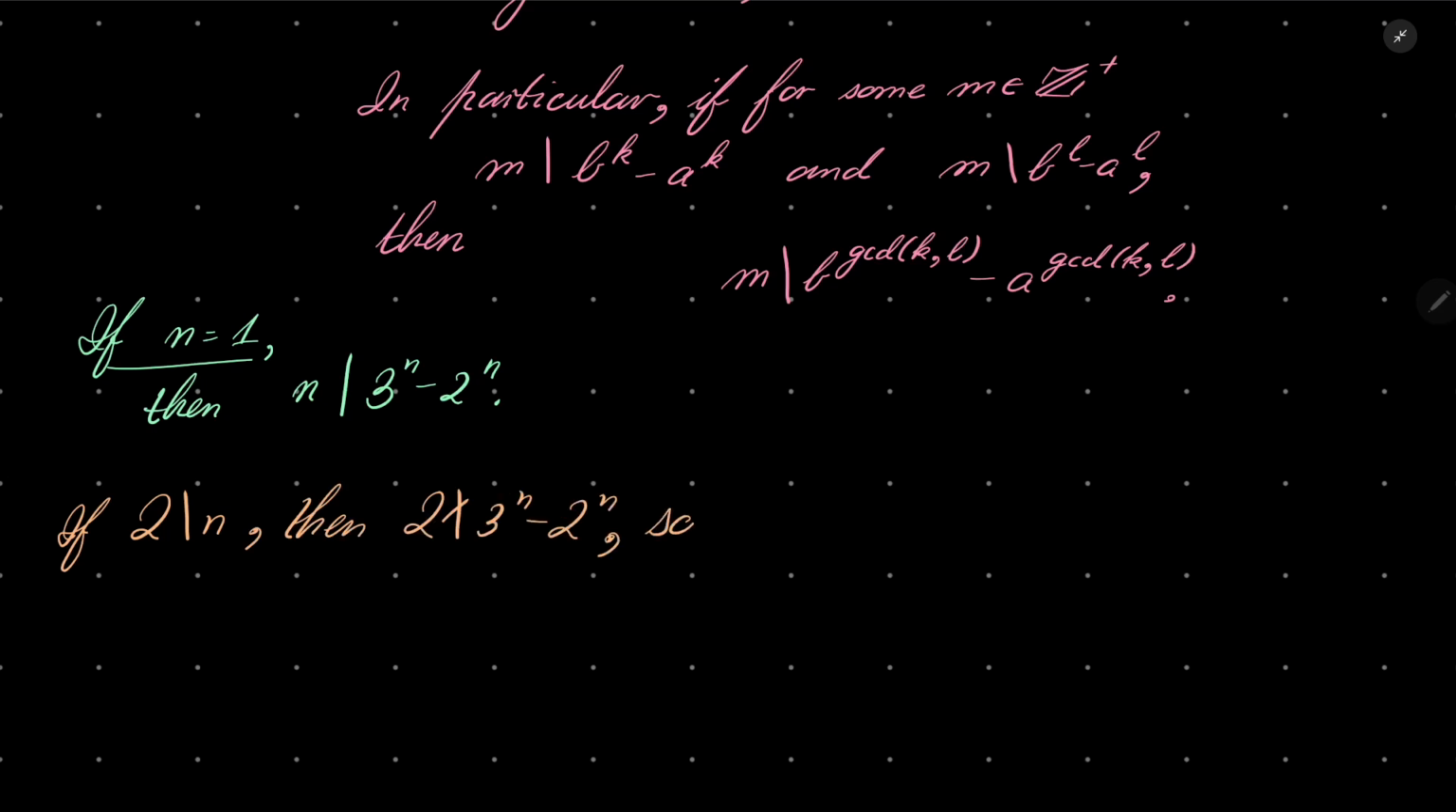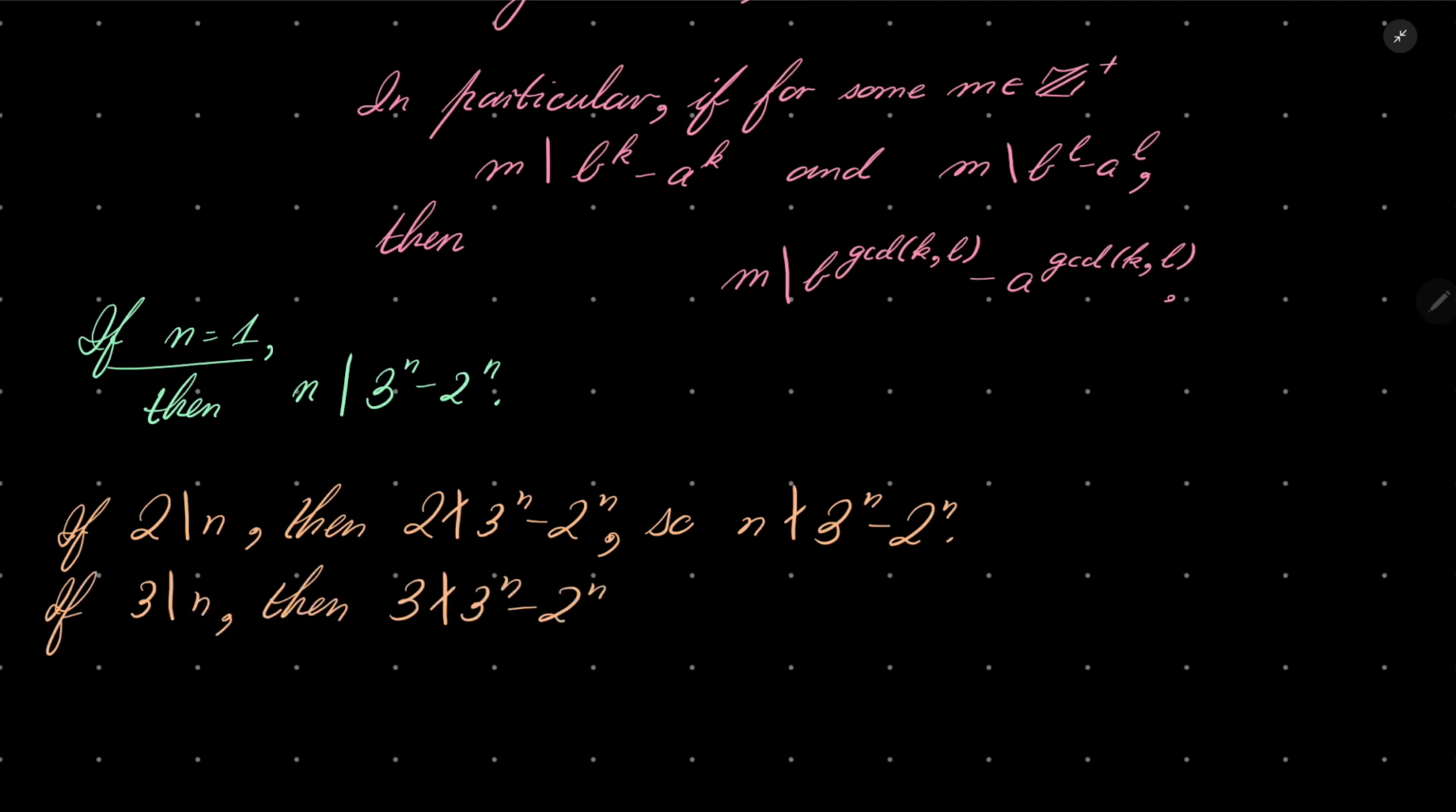So n cannot also divide this number. Okay, if 3 divides n, then 3 does not divide 3 to the power of n minus 2 to the power of n, because 2 to the power of n is not divisible by 3. So n cannot divide 3 to the power of n minus 2 to the power of n.